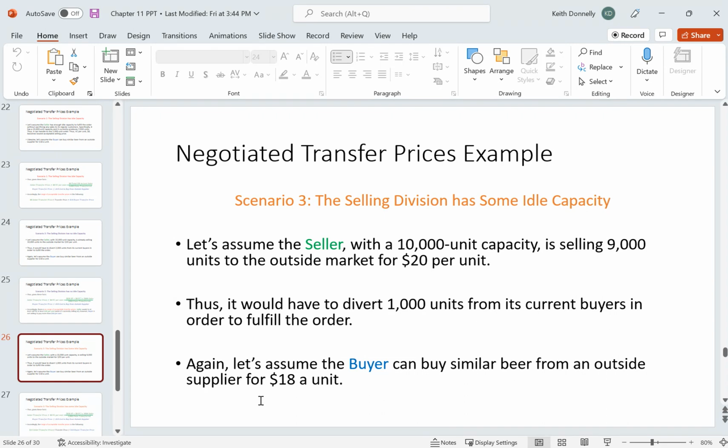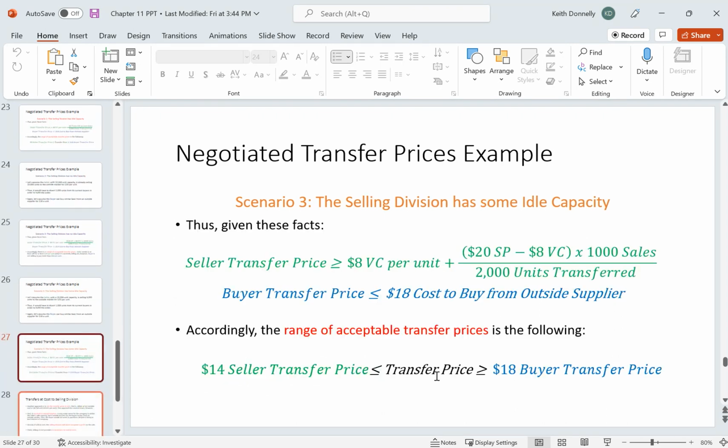But to do the whole order, we'd have to divert another 1,000 in sales from our current buyers. So in order to take this on, we're going to have to divert 1,000 in sales. We're at 9. We'd have to back out 1,000 from our current sellers, and then that gets us to 8, and then do your 2,000 order. So in this case, it would be the selling price minus the variable cost. That gives us the contribution margin times those 1,000 in sales that we'd have to divert. We would divide that by the 2,000 units transferred. So the 8 bucks plus that amount, we're looking at $14.